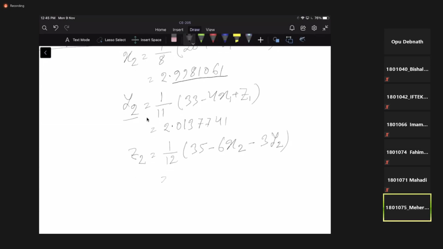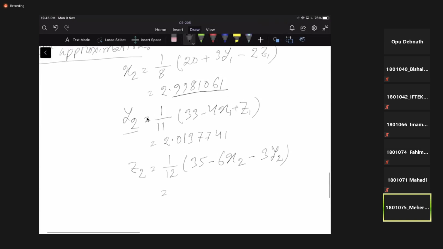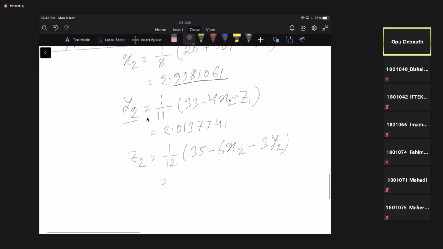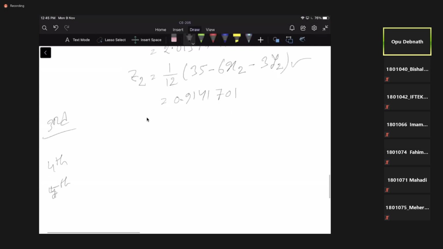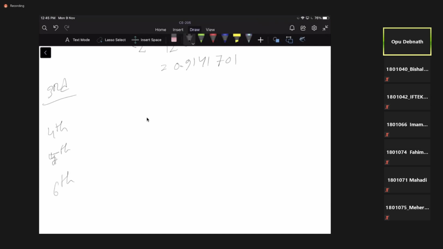Sir, then why did we not use x2 in y2? Oh sorry, this is x2. Yes, this is x2 actually. Okay, so if you complete this, you will get 0.9141701, and then go to the third approximation, fourth, fifth, sixth, the same way.